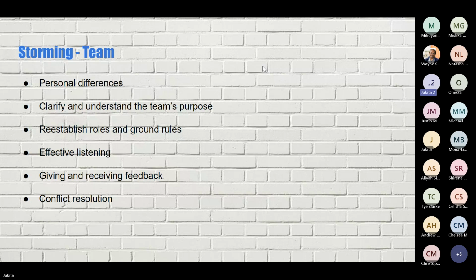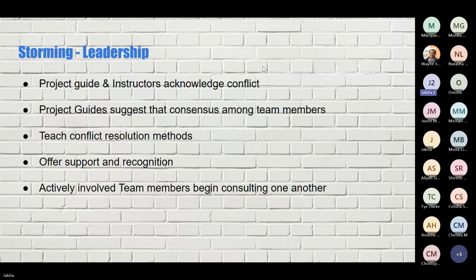In terms of leadership, of course, with the project guide, it suggests that the consensus among team members could lead to conflict resolution methods. It also offers support and recognition, and actively involves team members to begin consulting one another. So in the event of feeling isolated, by encouraging members to consult, they will understand, okay, I'm on the correct page, and then we could move on to have this particular task done.